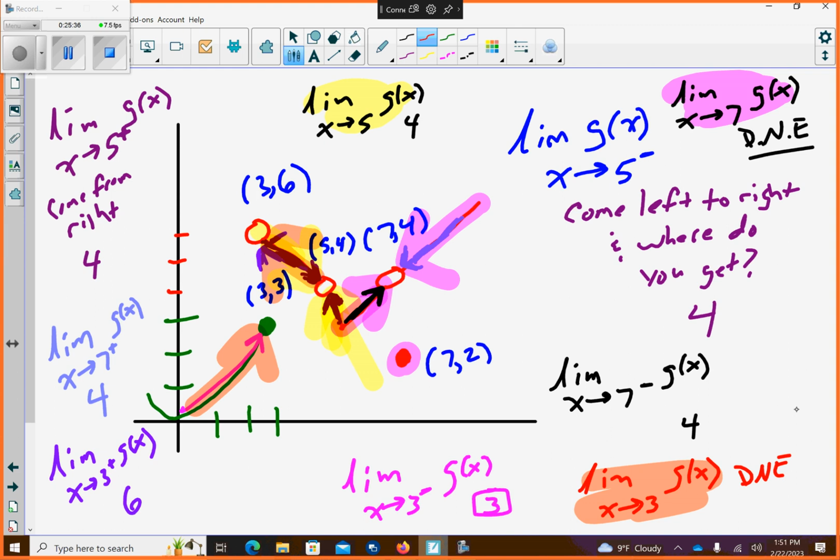Actually, I need to go back. I'm going to change this from DNE. When the limit approaches from both sides, it actually just comes out to be 2 because that is the actual point. Okay, so they change a little bit as you go.